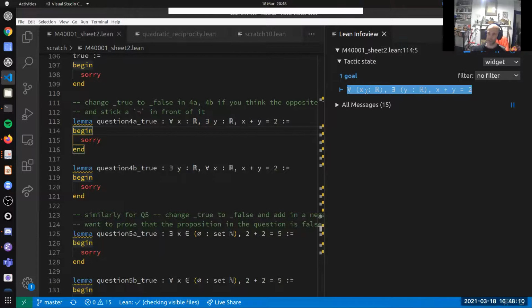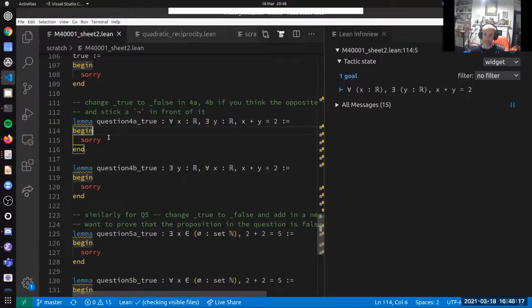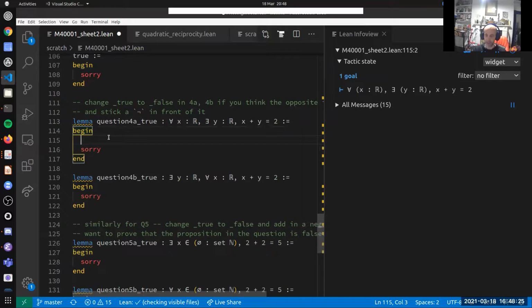And what you're supposed to be proving is for all real numbers x, there exists a real number y, such that x plus y is 2. And now the idea is that we don't do computation, we don't do examples of real numbers. We're actually going to prove this theorem. So how does the proof work? Well, first we let x be arbitrary, right?